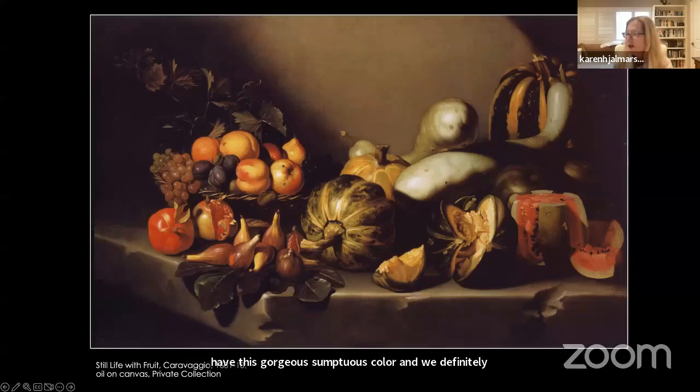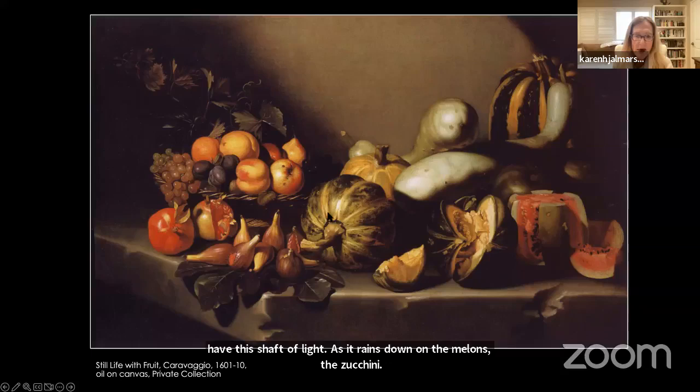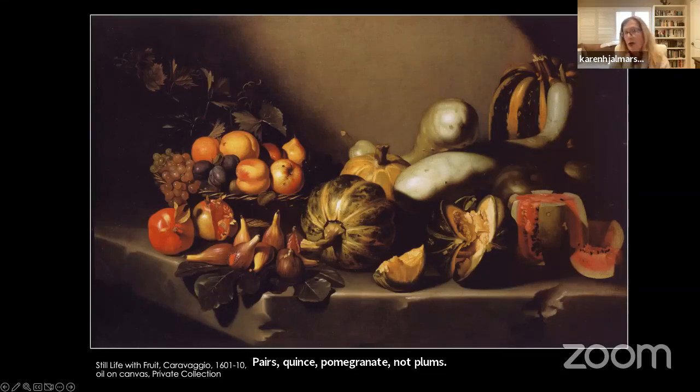We have this shaft of light as it rains down on the melons, the zucchini, pears, quince, pomegranate, not plums, and grapes. And there was a story told that he actually cut a hole in the rooming house where he was living in Rome to gain a shaft of light to actually create this image. So the tonality is very warm and rich as the light falls on these objects.